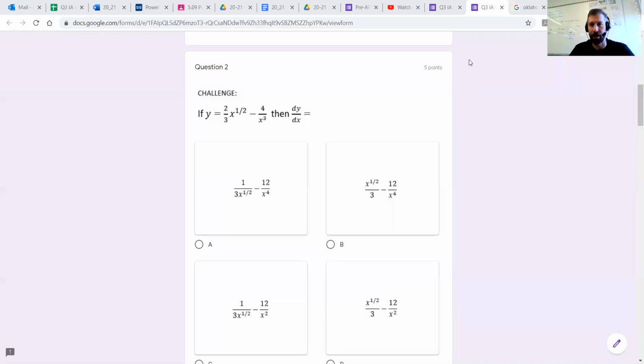Question number 2 is again asking us for the derivative. How do I know? dy/dx tells me another notation for derivative. So once again, we are going to use our power rule. We have 2 different ones. This is like a challenge problem.